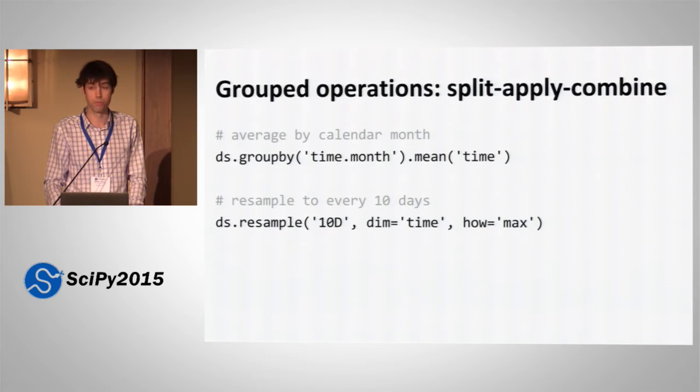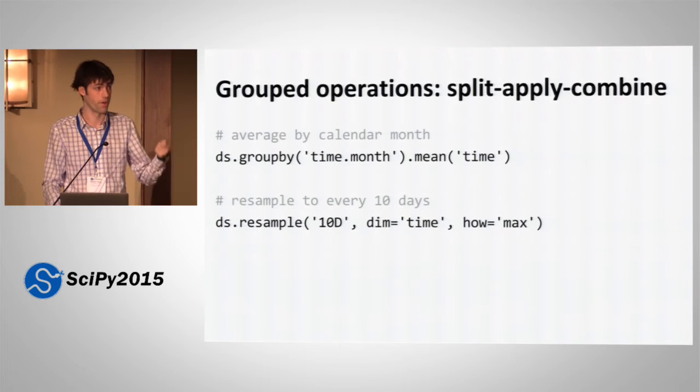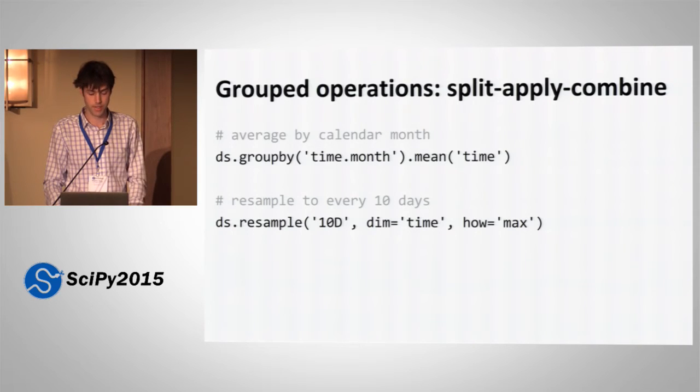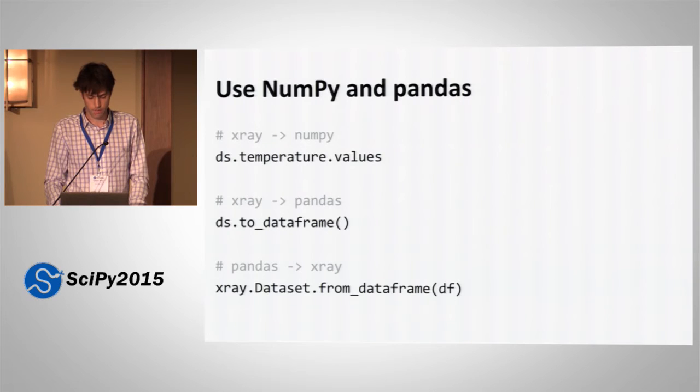And we can also do grouped operations. This is similar to pandas. We can do things like calculate the average by calendar month with a very, very succinct syntax, or resample my data set to, say, be every 10 days instead of every day. And that's pretty easy. This is building on the pandas machinery. And we can convert easily to NumPy and pandas back and forth.